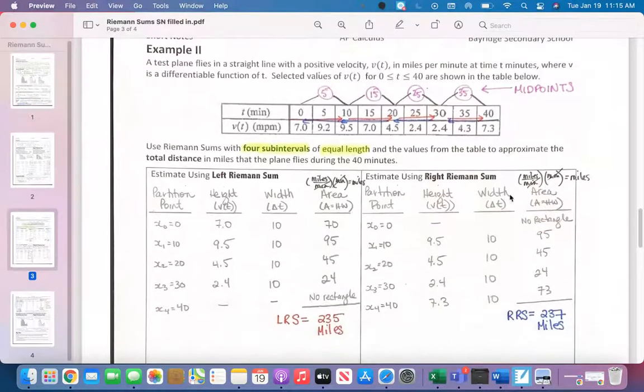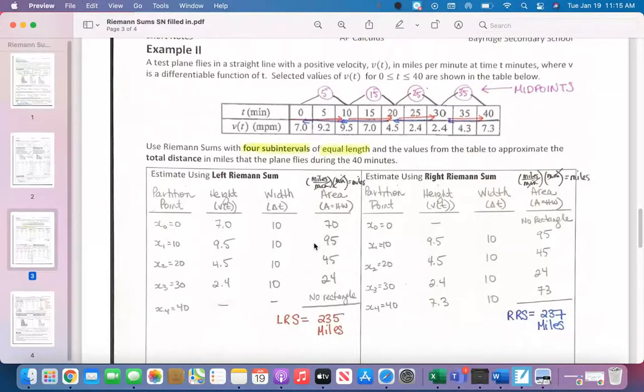What we want to do is use Riemann sums. We want to use 4 intervals that are equal in length to help us estimate the total distance in miles that the plane flies during those 40 minutes. Remember, if we have velocity, then the area underneath that function, if we were to graph this, would represent the distance traveled. So if we can estimate the area under v of t using the values in this chart, then that will help us approximate the total distance.